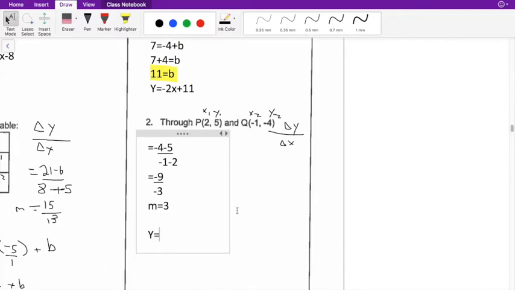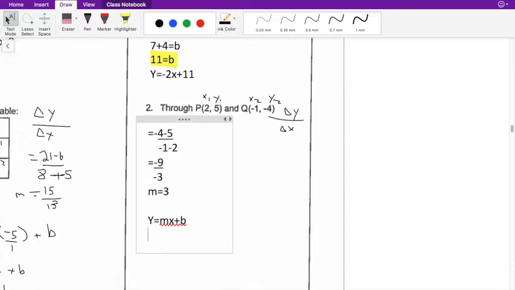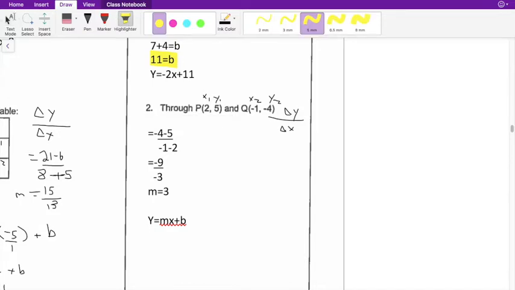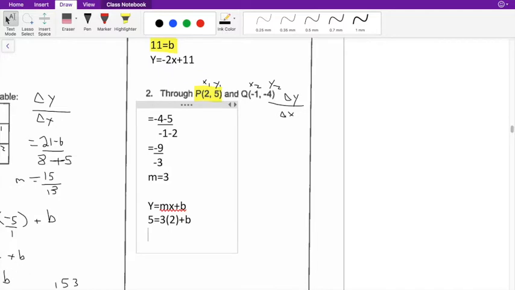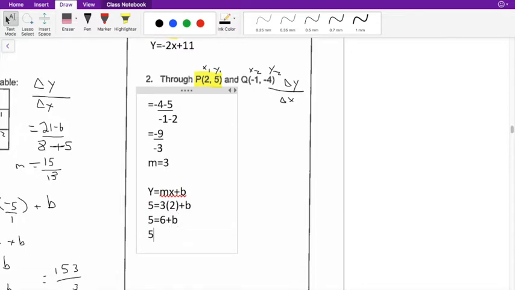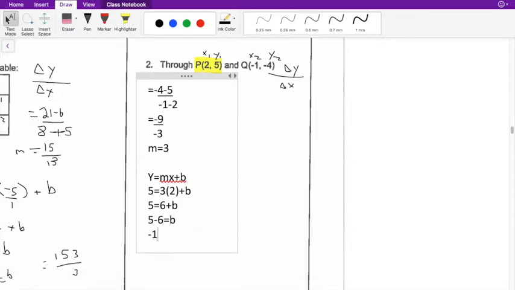So we're going to go back to the question above. y equals mx plus b. And I'm going to use point 1 because it's positive. I'd rather work with positive numbers. So y value is 5 equals m is 3. We're going to times it by 2. And then we're going to add b to it. That's going to equal 5. That's going to equal 6 plus b. Bring it over. Get 5 minus 6 equals b. So b is going to equal -1.